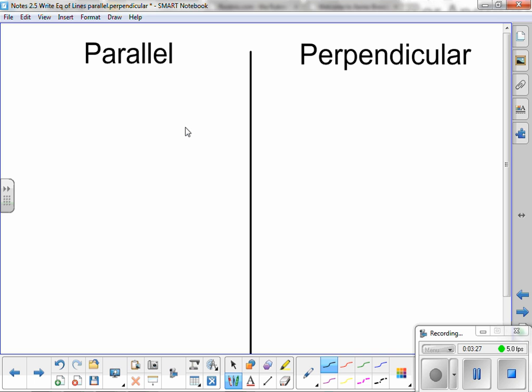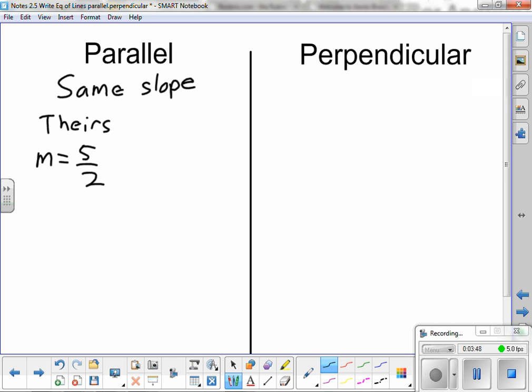The main thing we want to get from this is that parallel lines end up having the same slope. So if you have two lines and they're called parallel, they have the same slope. So let's say that their slope is m equals, I don't know, 5/2. Okay? That means your slope would have to be 5/2 also. So you would have to have the same slope.